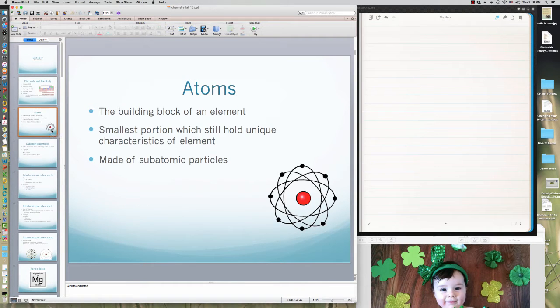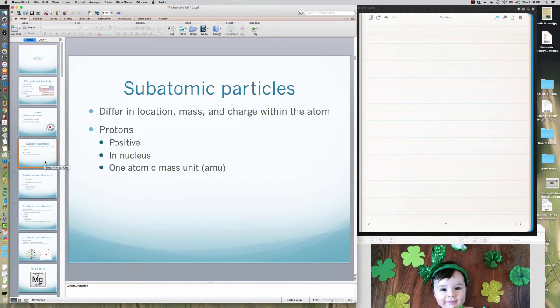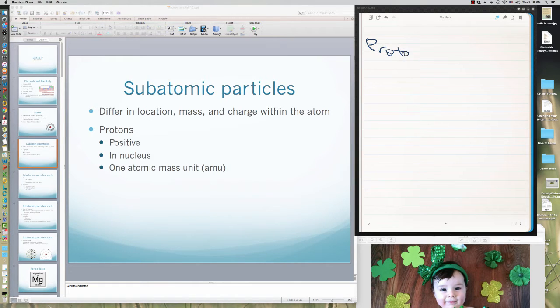First off, atoms themselves are what's considered the building block of an element, and they're made up of what are referred to as subatomic particles, of which there are 3 kinds. The subatomic particles are the proton, the neutron, and the electron.